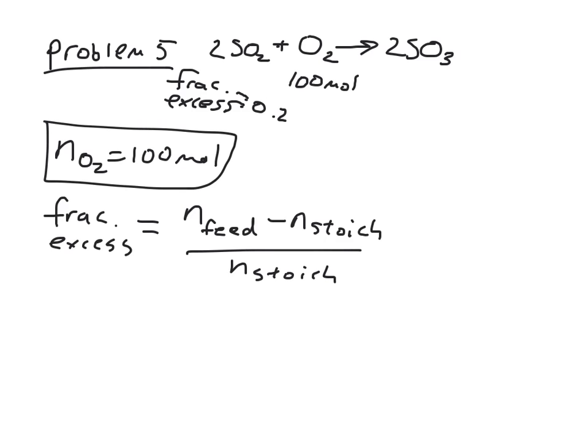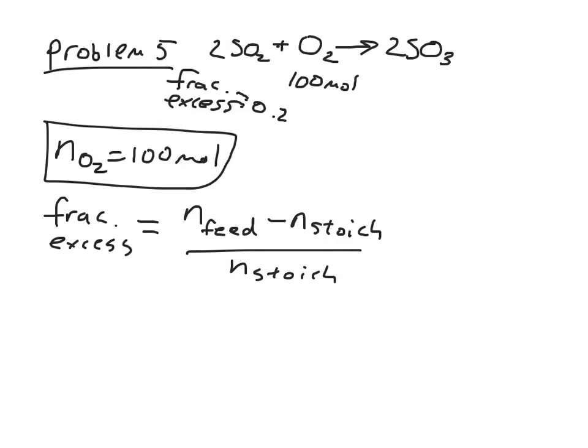So what we're trying to find out here is what this feed is, or how much is in the inlet or the feed stream to the reactor. We know the fractional excess, 0.2. So we need to find stoichiometric in order to find the amount of feed here. And this is where we need to pay attention a little to what's going on here.